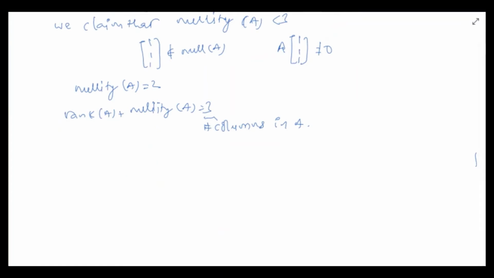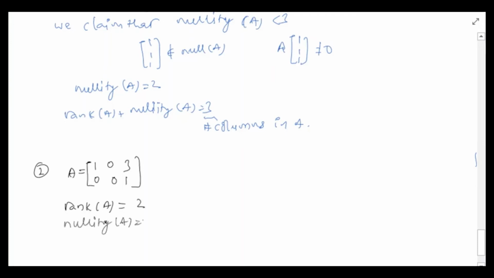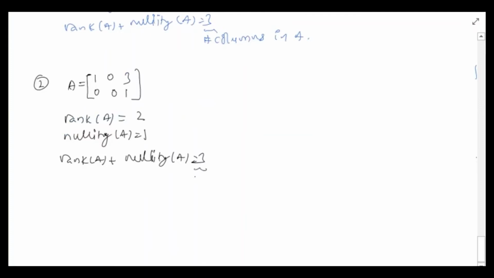Let's see another example, and this time we will consider the matrix A that we have considered earlier. So now we will consider A to be equal to 1 0, 3 0, 0 1. We have already seen that the rank of this matrix, which is equal to the dimension of the column space of this matrix, equals 2. We also saw that the nullity of this matrix is 1. So the rank of the matrix plus the nullity again equals 3, which is the same as the number of columns of A.